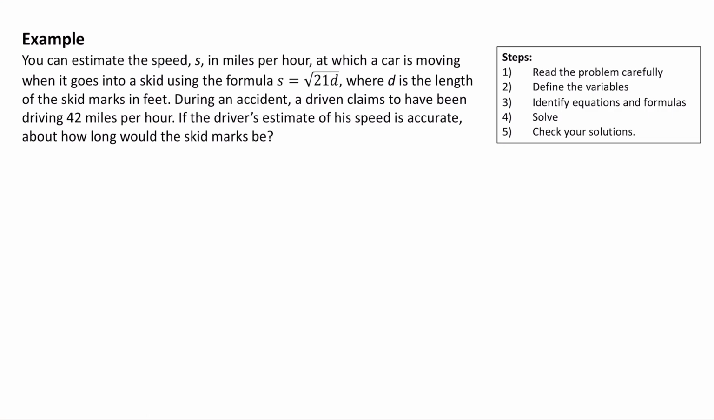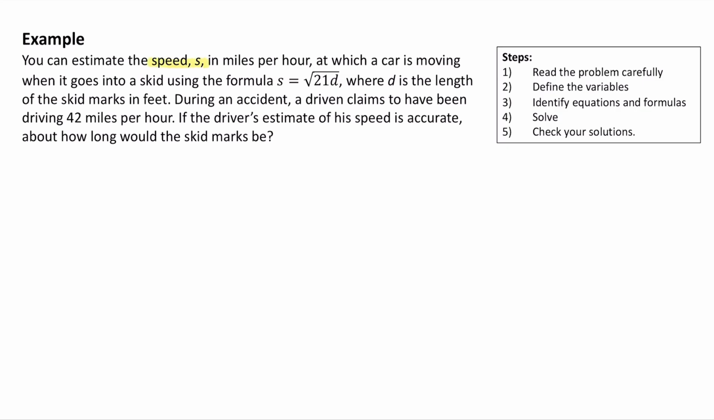It says you can estimate the speed s in miles per hour at which a car is moving when it goes into a skid using the formula s equals the square root of 21d, where d is the length of skid marks in feet. During an accident, a driver claims to have been driving 42 miles per hour. If the driver's estimate of his speed is accurate, how long would the skid marks be? Okay, so a lot going on in this problem.